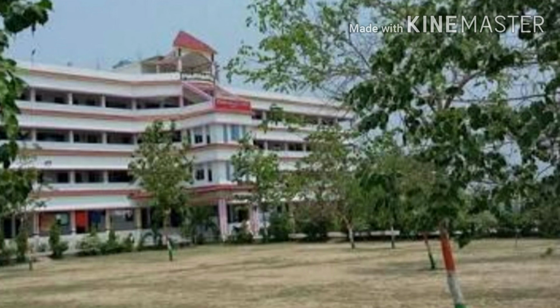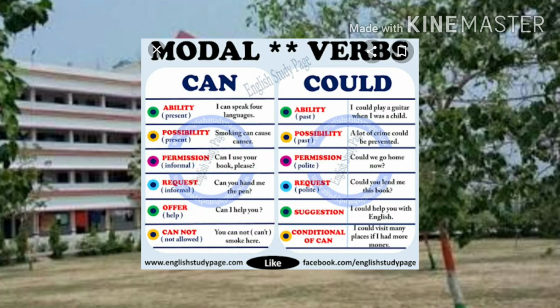Then one is modal can and verbs could. Modal can is used for ability. In present form, I can speak 4 languages. And ability in past you'll use, I could play a guitar when I was a child. Possibility in present tense, what you'll use? Smoking can cause cancer. Possibility in past, a lot of crime could be prevented.